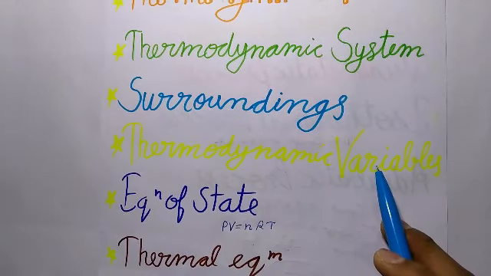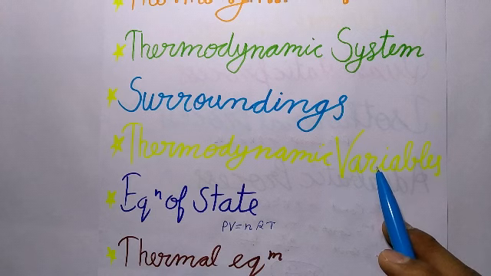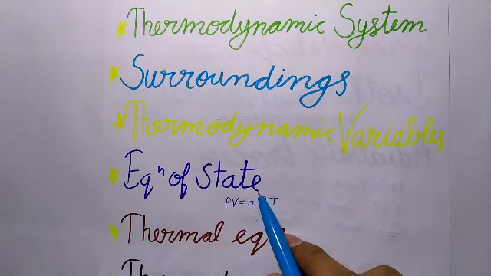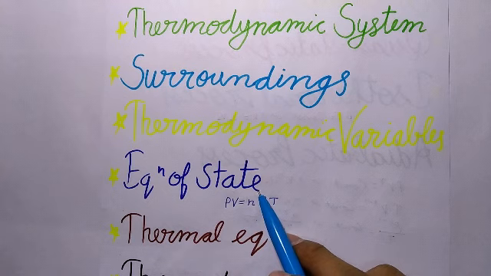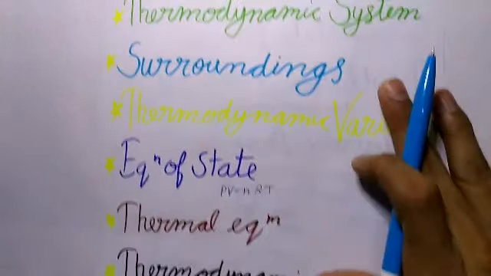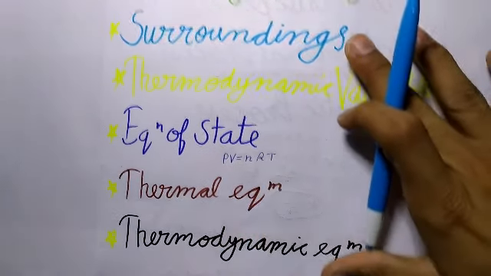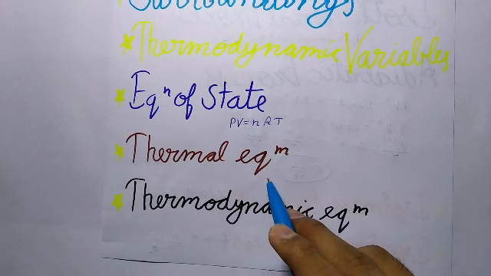Thermodynamic variables. The quantities like pressure, volume and temperature which help us to study the behavior of a thermodynamic system are called thermodynamic variables. Equation of state. The mathematical relationship between pressure, volume and temperature of a thermodynamic system is called the equation of state. For example, the equation of state of n moles of an ideal gas can be written as PV equals nRT.